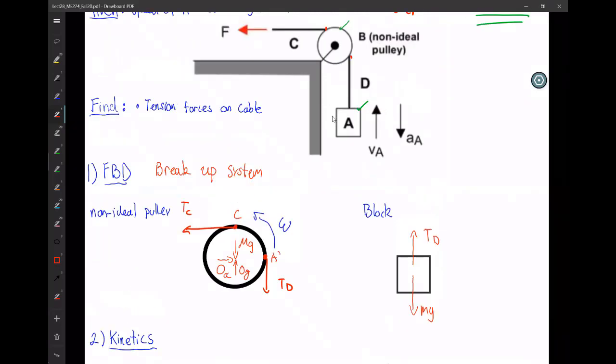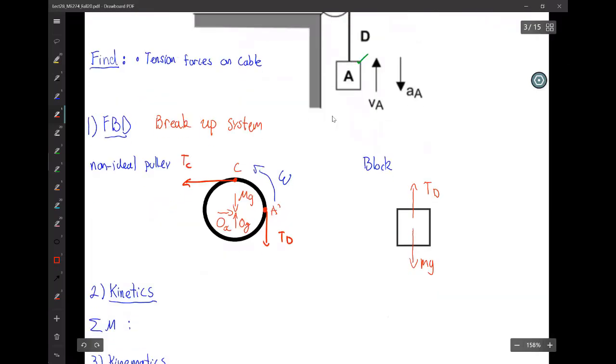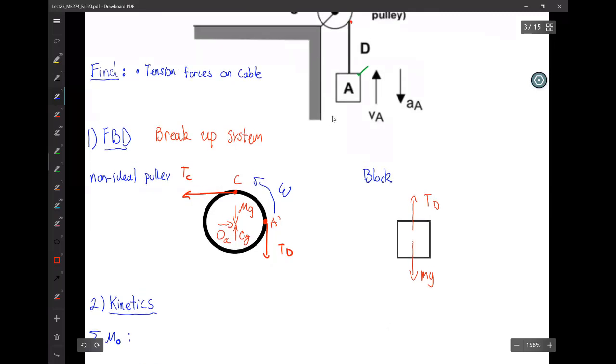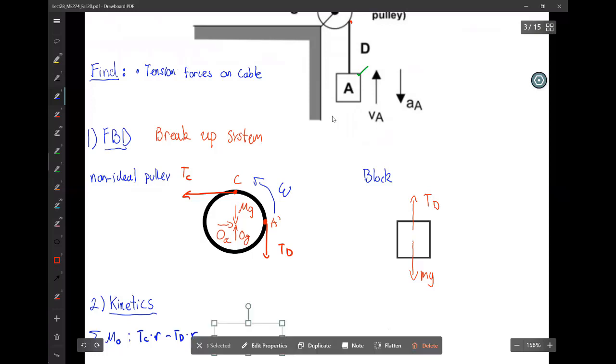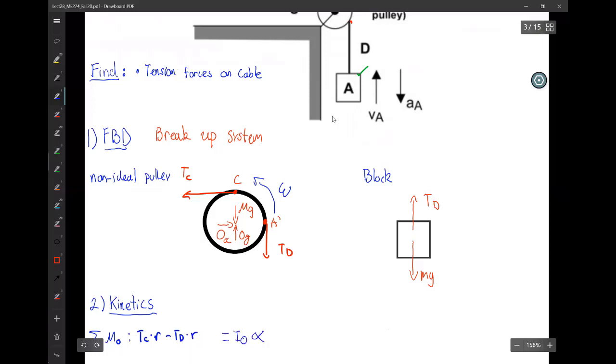Now we need to take moments. So where do we take moments on the pulley? About the center, right? We will not say that it's inhomogeneous, so the center of gravity is at the center, and the center is also fixed. So that's an easy decision. So let's take moments. This one is giving a positive moment, Tc times r, and this one is giving a negative moment, Td times r, and this is equal to the angular acceleration times the moment of inertia about O.